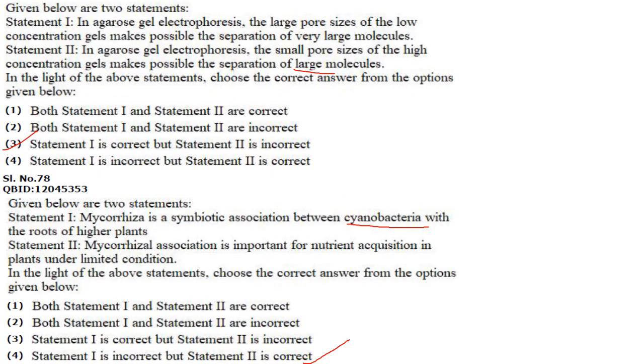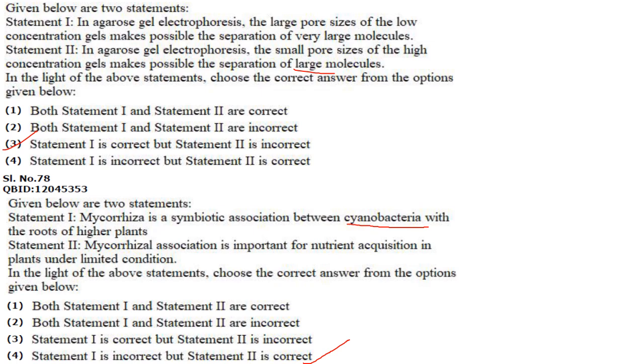Then next one. Given below are two statements. In agarose gel electrophoresis, the large pore size of the low concentration gel makes possible the separation of very large molecules. That is correct. Then in agarose gel electrophoresis, the small pore size of the high concentration gel makes possible the separation of large molecules. It is not separation of large molecules, it is separation of small molecules. So statement 2 is incorrect. So the answer is option 3. Statement 1 is correct, but statement 2 is incorrect.